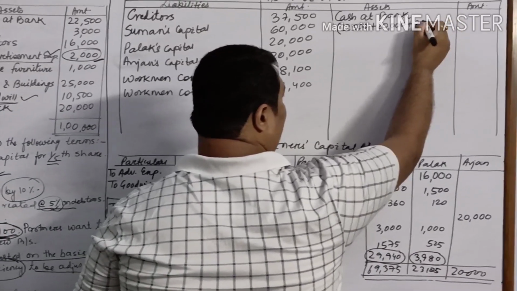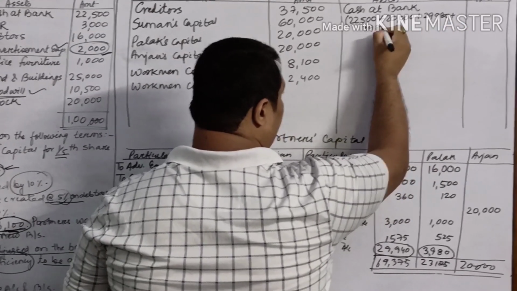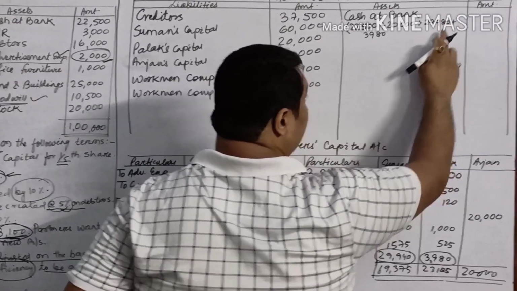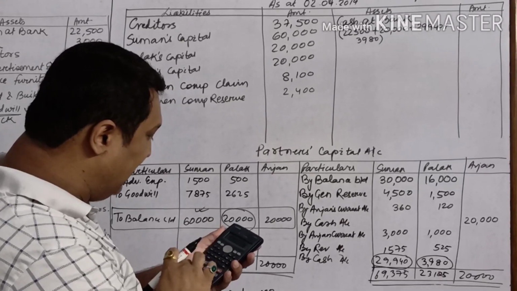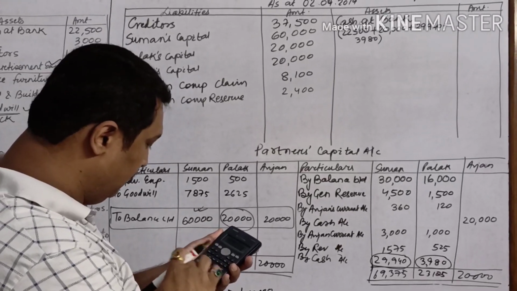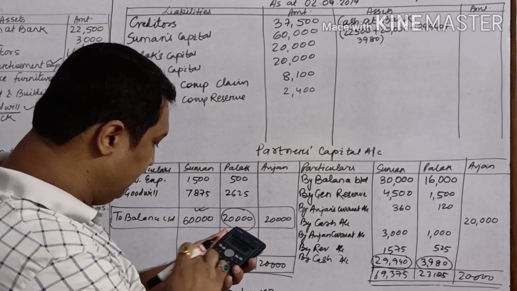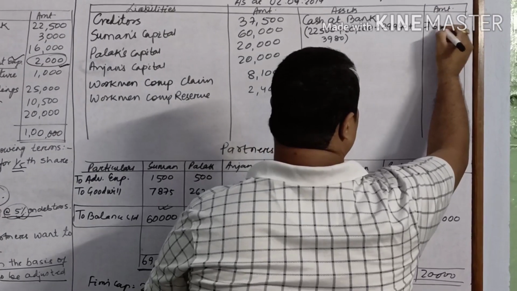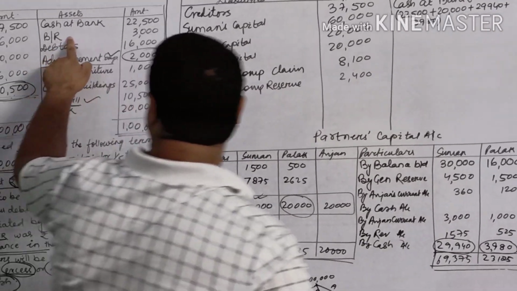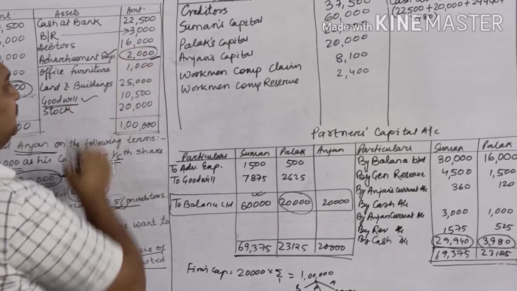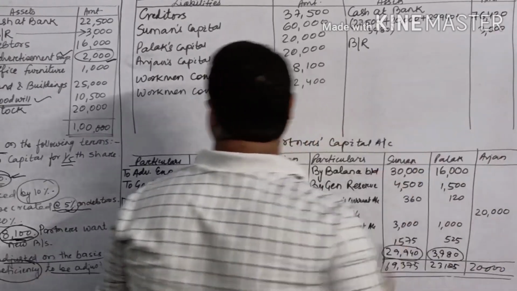Palak. So these two will be added, 29,940, sorry. So this is the item which will be brought. So the cash item will be 22,500 plus 20,000 plus 29,940 plus 3,980. So the new cash balance is 76,420. After cash, the next item is bills receivable. You can see bills receivable is rupees 3,000. There is no change in bills receivable, so we will write as it is 3,000.